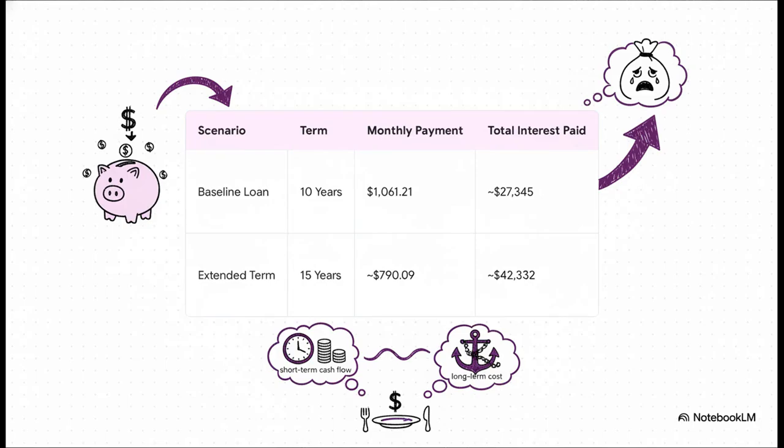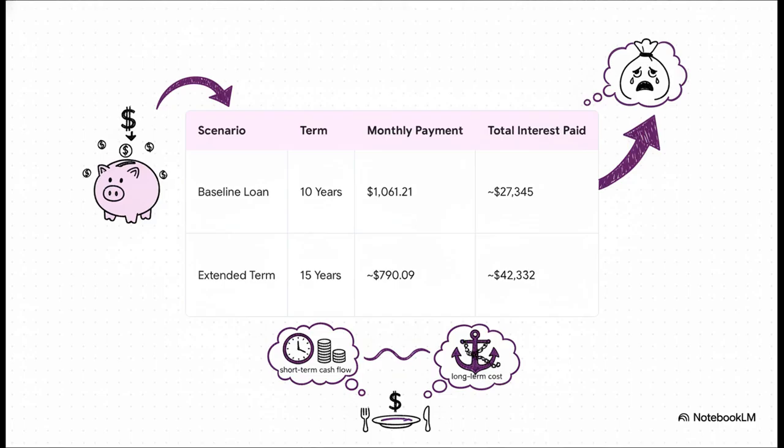Okay, let's analyze this scenario as if we're the finance manager. You go back to the bank and negotiate to extend the term from 10 to 15 years. Now, look at what happens to your monthly payment. It drops from over $1,061 to about $790. That's a savings of more than $270 a month. That is a significant improvement in your cash flow.